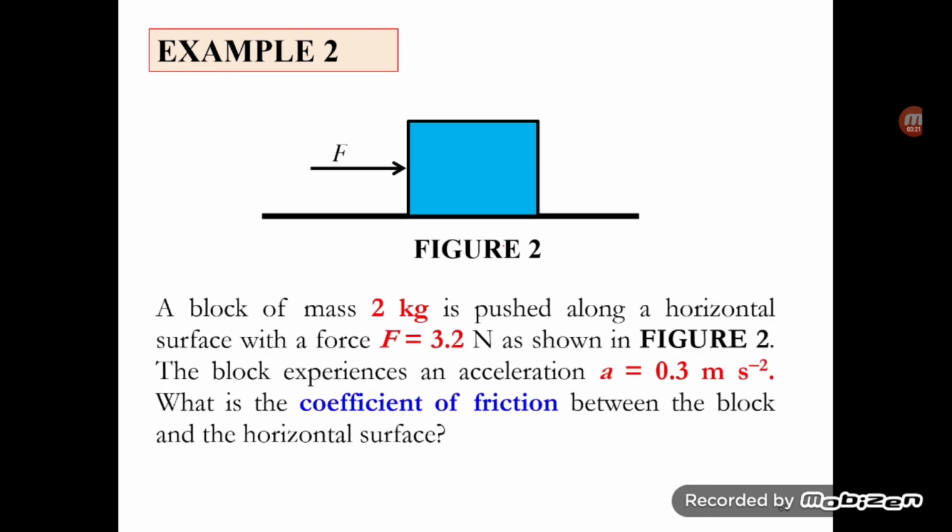Okay, next, example 2. A block of mass 2 kg is pushed along a horizontal surface with a force F equal to 3.2 Newton. The block experiences an acceleration equal to 0.3 meter per second squared. What is the coefficient of friction between the block and the horizontal surface?